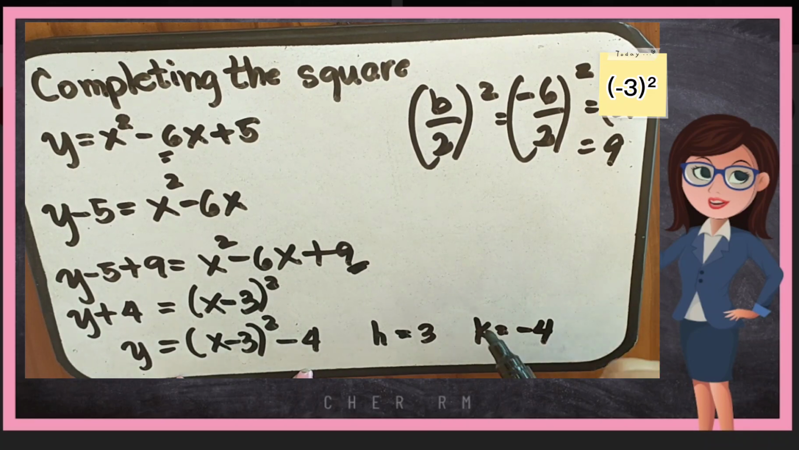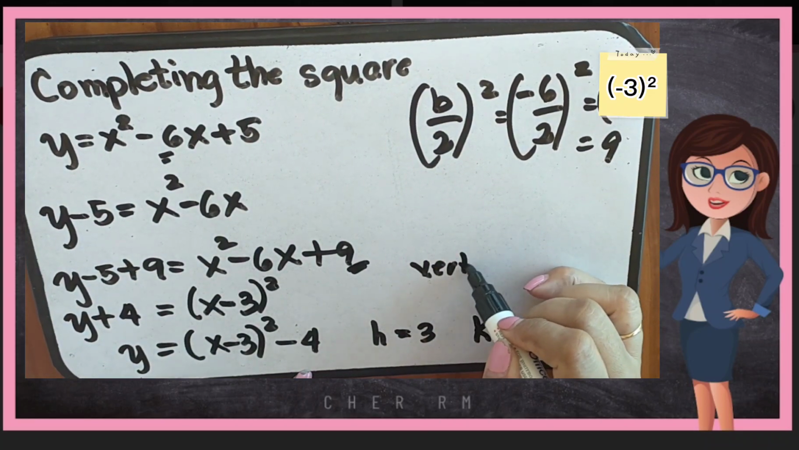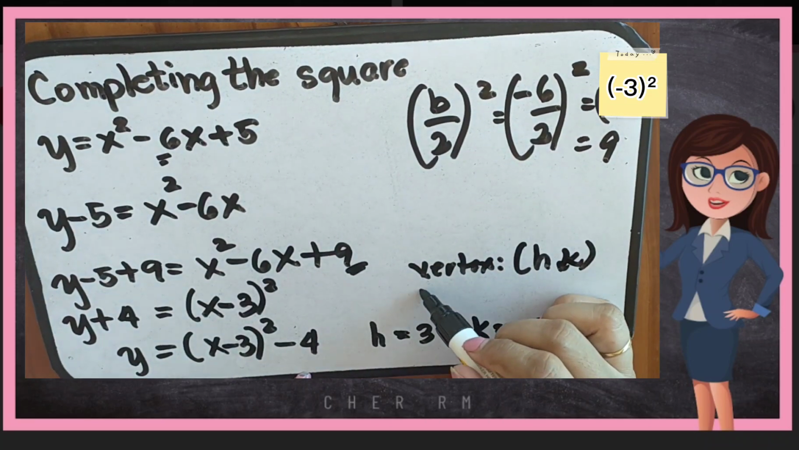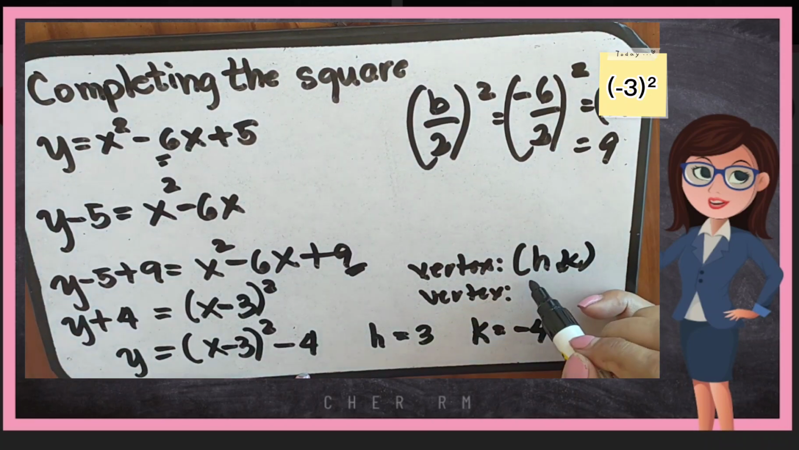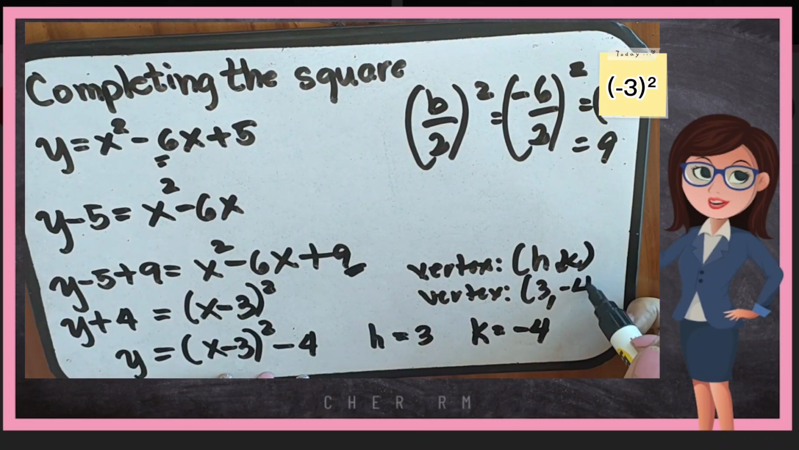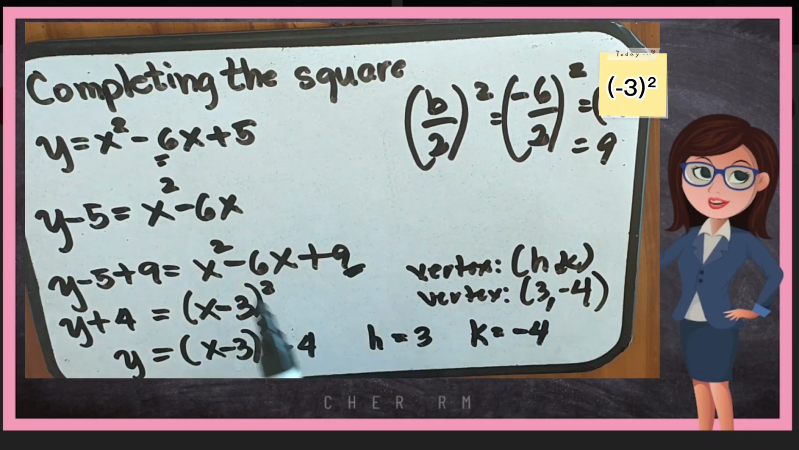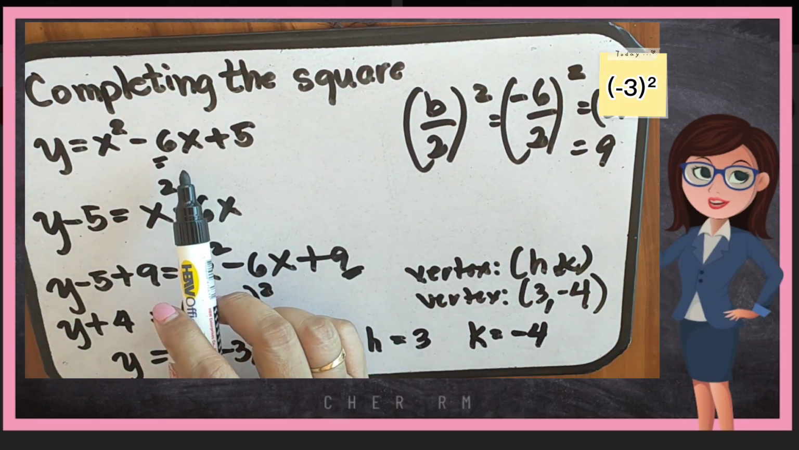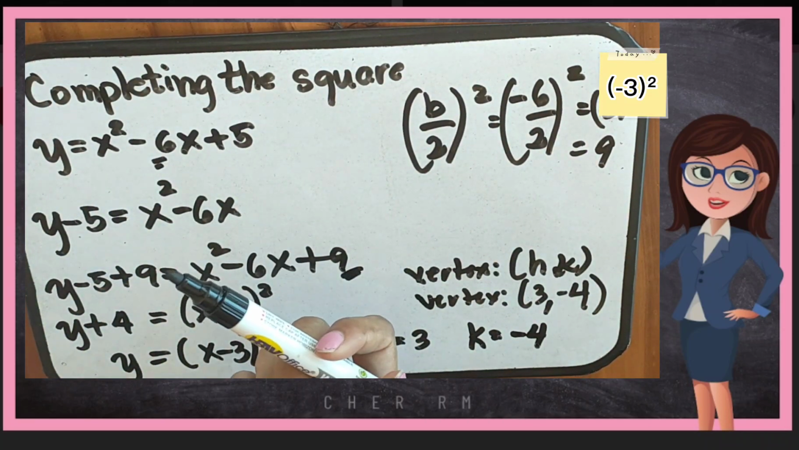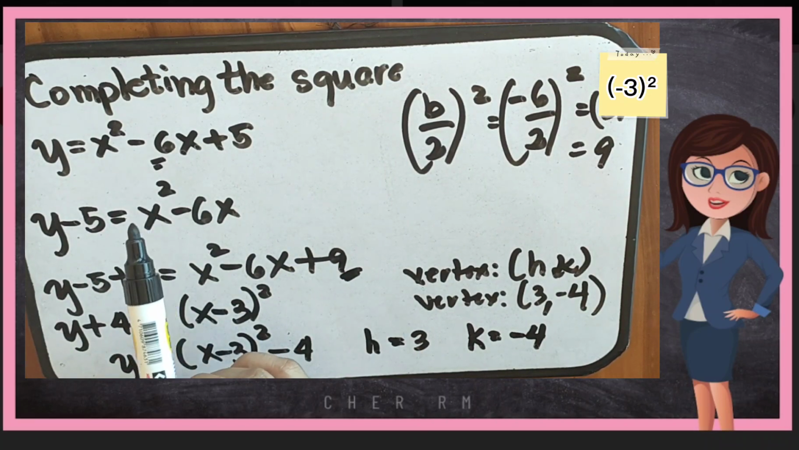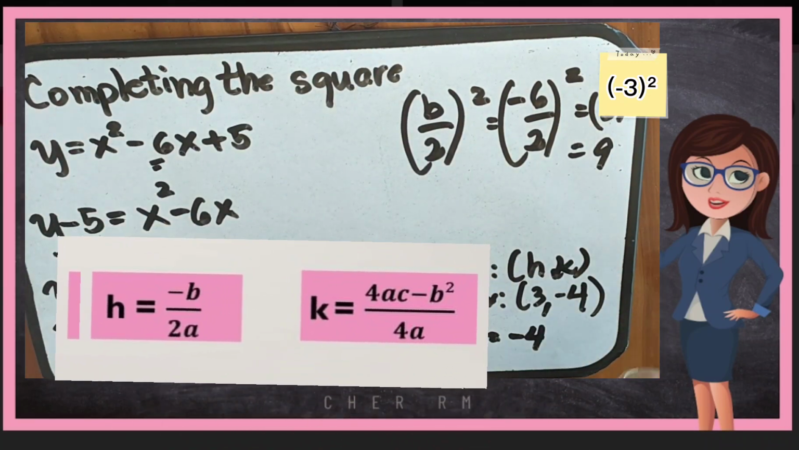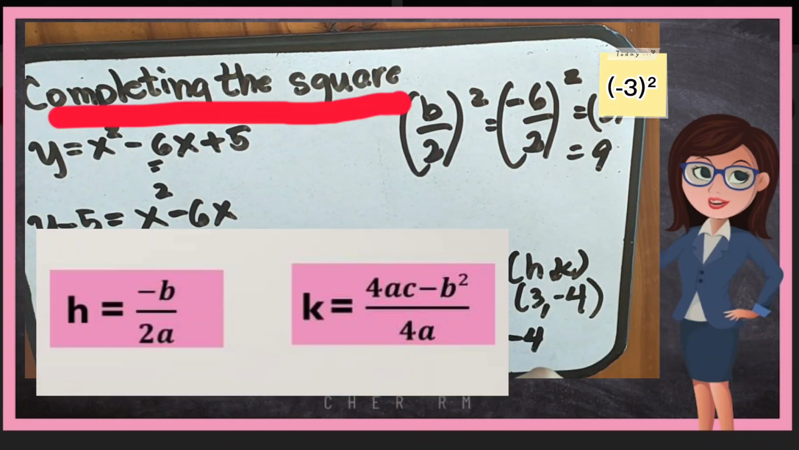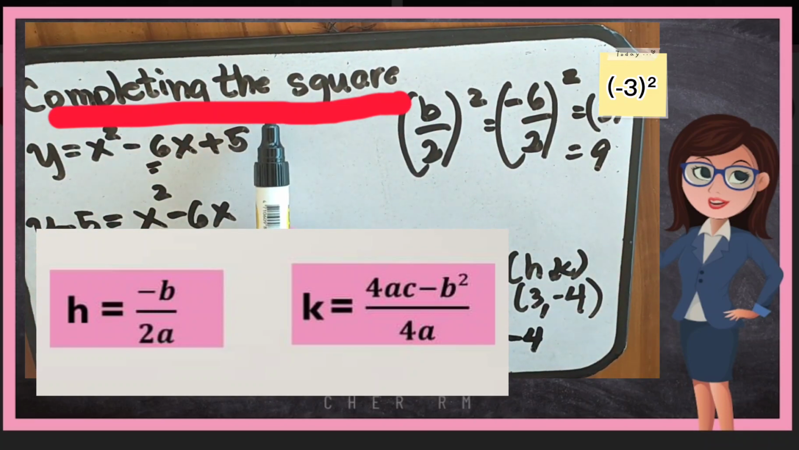So our vertex is equal to h, k. Then the answer is 3 and negative 4. And that is the vertex of our quadratic function y equals x squared minus 6x plus 5. It's up to you what is the easiest way. Is it the formula h equals negative b over 2a, or k is equal to 4ac minus b squared all over 4a, or this one by completing the square?